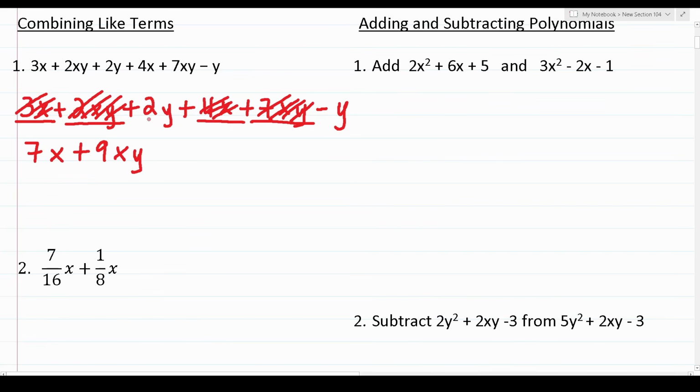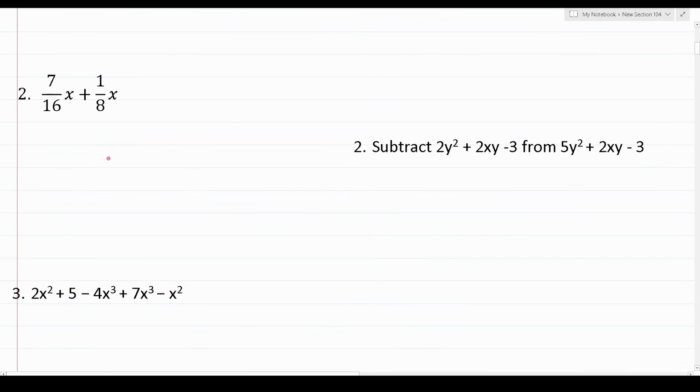And then finally, we have 2y, which has the letter variable y raised to the first power. And if we scan our expression, you can see that its like term is right here. Again, this is y raised to the first power. 2y minus y is just y. And let's go ahead and cross those out, of course. And just like that, we combine all the like terms in this expression, and that gave us the answer of 7x plus 9xy plus y. All right, let's go ahead and move on to number 2 here.